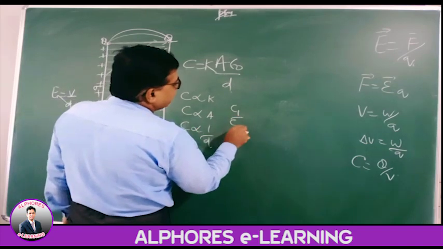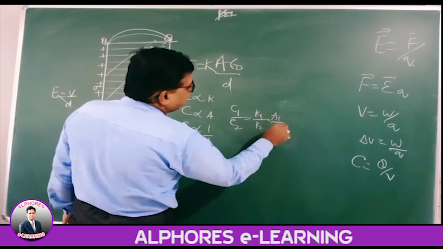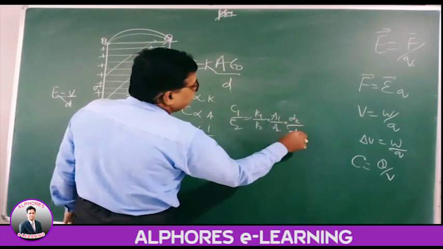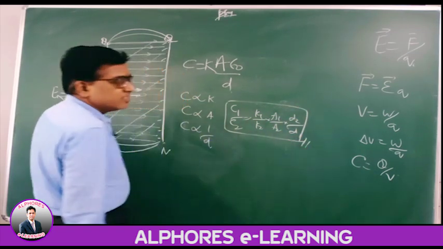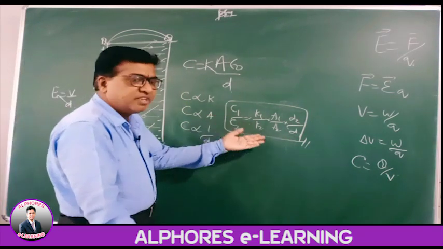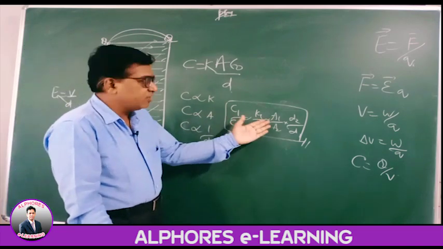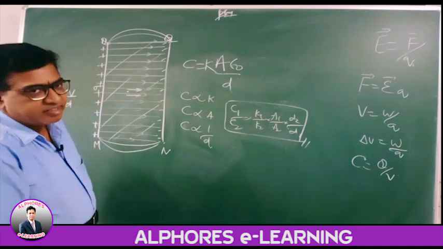So C1 by C2 you can write as K1 by K2 into A1 by A2 into D2 by D1. The capacity of a parallel plate capacitor depends on three factors. Comparing two capacitors, C1 by C2 is K1 by K2, A1 by A2 into D2 by D1.